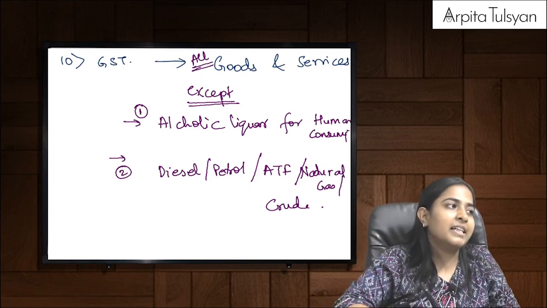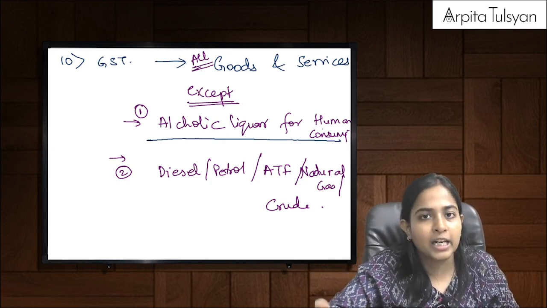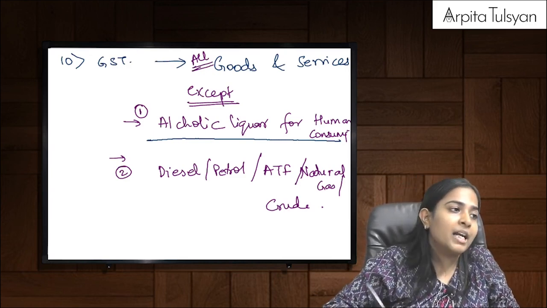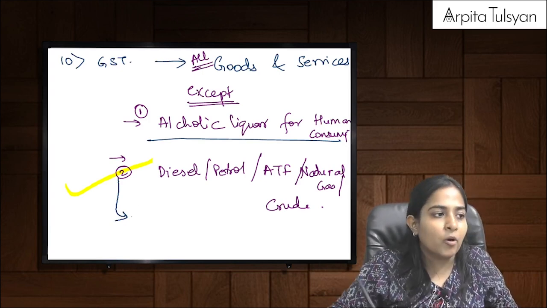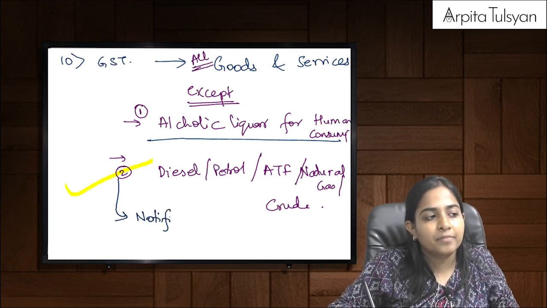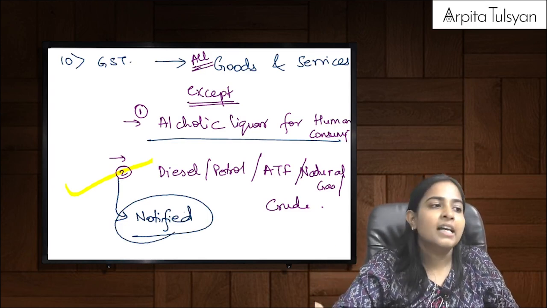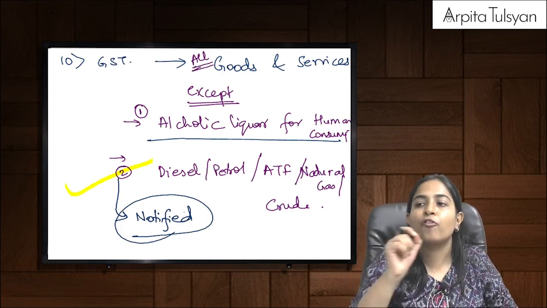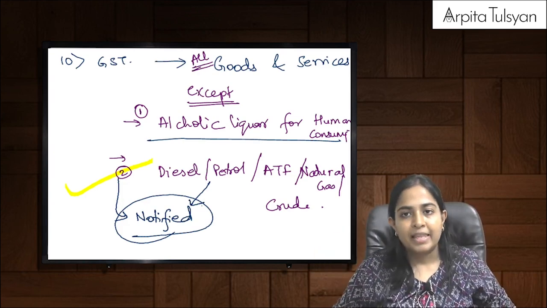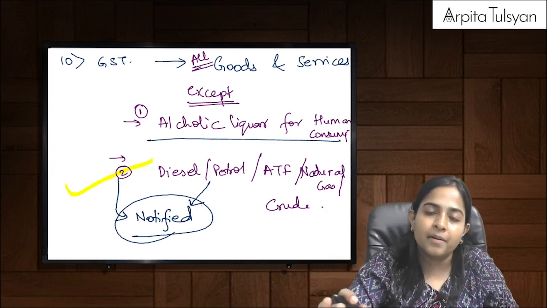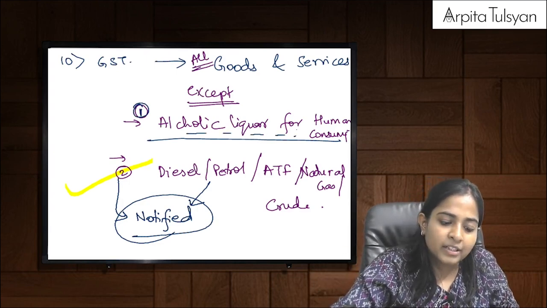Are you clear with this? But see the difference in wordings that they have used in law. Alcoholic liquor is totally outside the purview of GST. Totally means they haven't told anything about it. But for diesel, petrol, ATF, etc., for the second point, they are telling that GST will not be applicable till the date it is notified. Any day, the GST Council can come up with a notification that GST is applicable on petrol, diesel and these five things from so and so date. So on these things, GST will not be applicable till a notified date, and once a date is notified, from that day GST will start to be applicable on it. But nothing relating to date has been told for liquor. Are you clear with this, everyone?